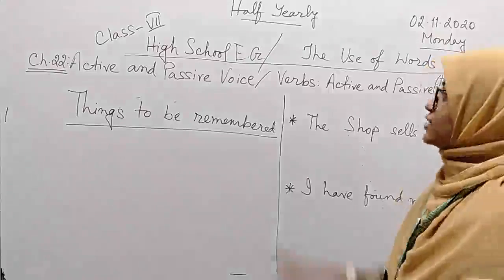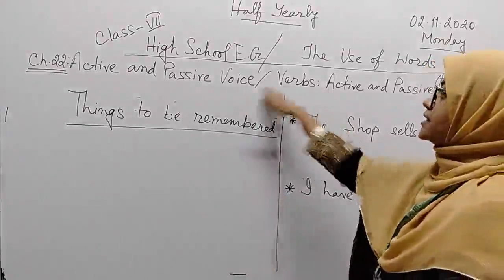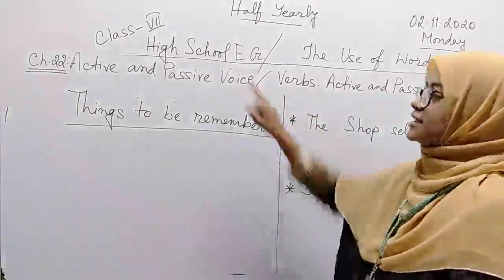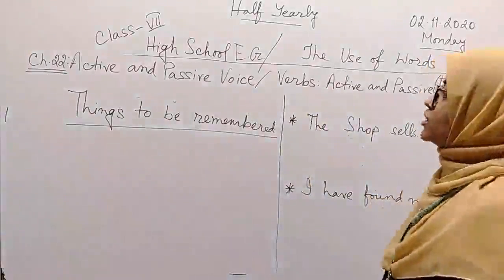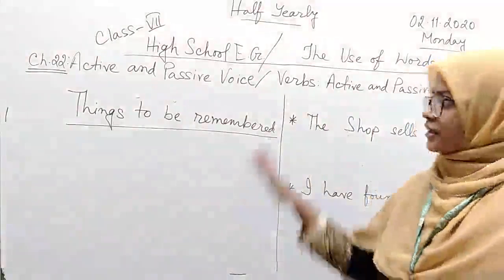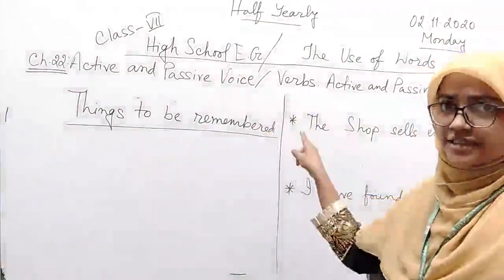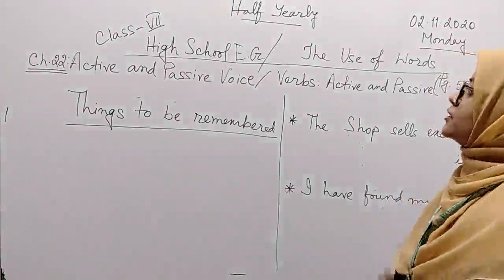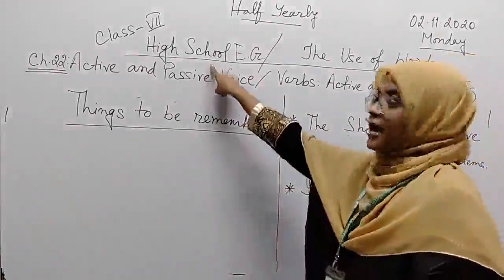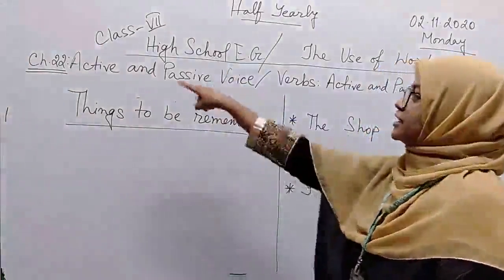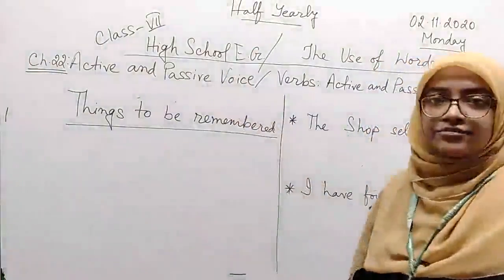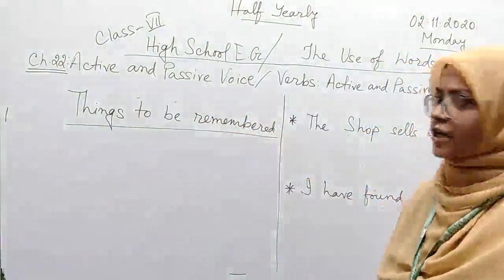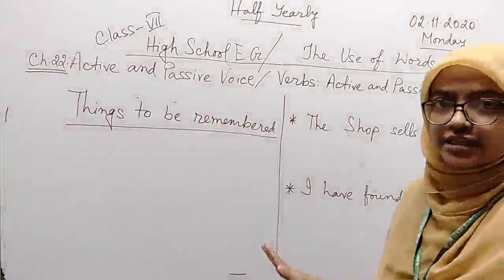As you can see written on the board, these topics, the verbs and the voice, active and passive. These are topics of grammar. This is a single topic. So we are going to begin with grammar. This is from High School English Grammar. It is written as Active and Passive Voice, Chapter 22. I hope you can see the board clearly.